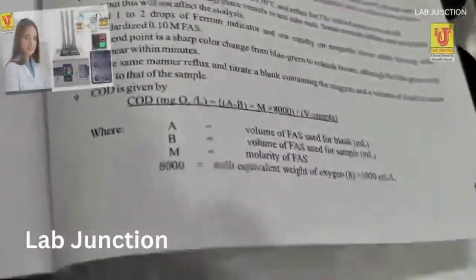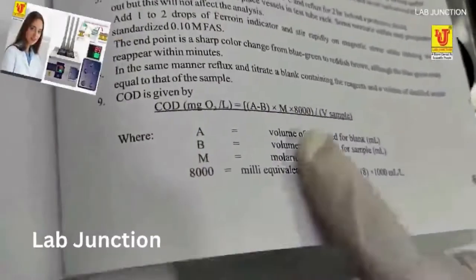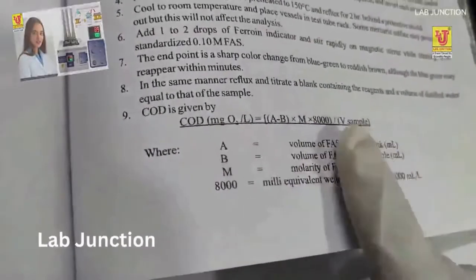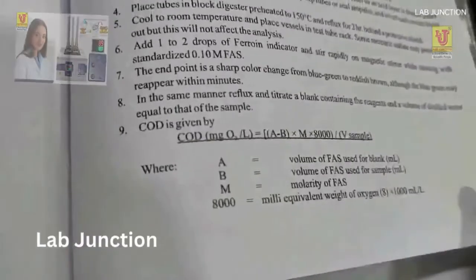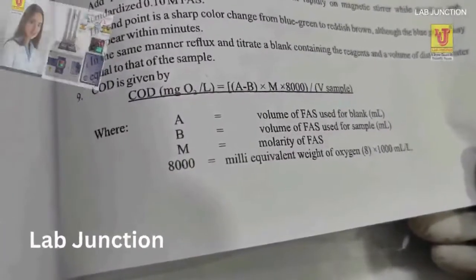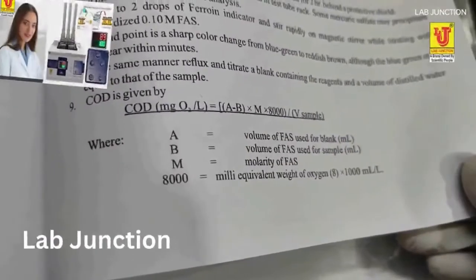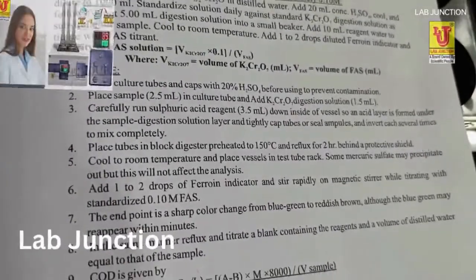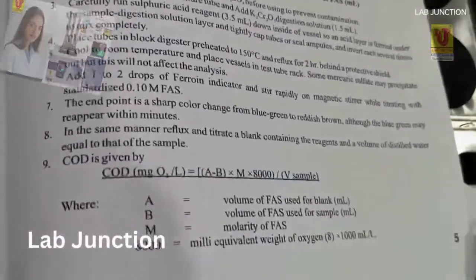This is the main method, how you can calculate COD in milligram per liter. This is the formula: COD milligram O2 per liter is equal to (A minus B) multiplied by M multiplied by 8000 over V sample. A means volume of FAS used for blank, B volume of FAS used for sample, M is molarity of FAS, 8000 is milli equivalent weight of oxygen, 8 into 1000 milliliter per liter. Complete method is given in the instruction manual. This is the molarity of FAS solution, how you can calculate. Complete description is given.